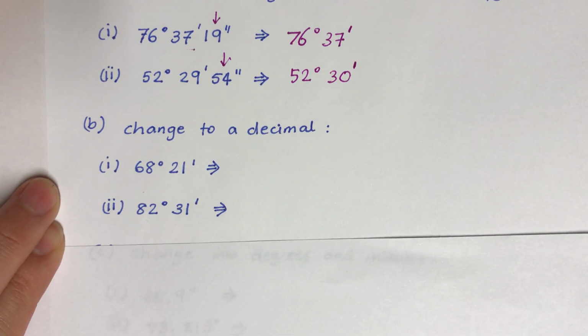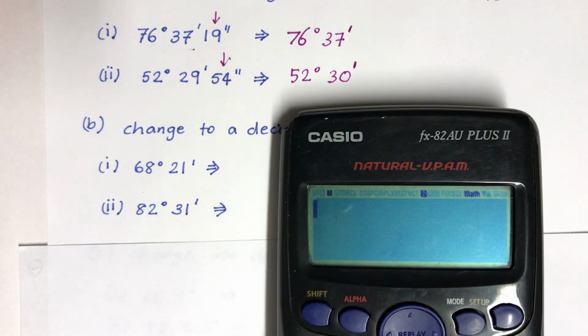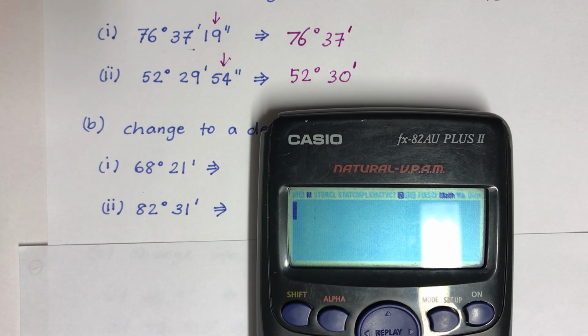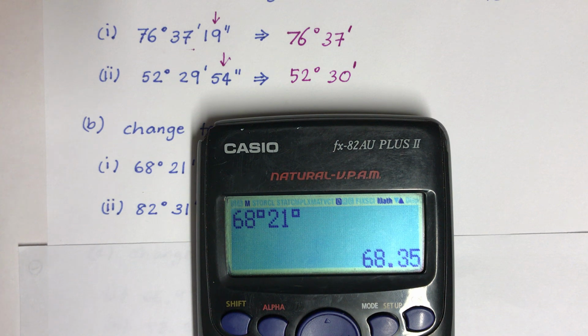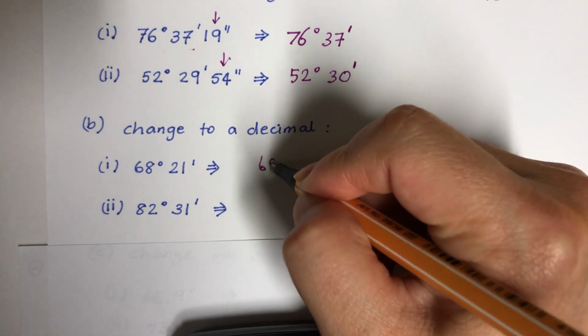Change to decimal. Changing it to decimal, so you probably need to use your calculator for this one. So get your calculator ready. I'm not sure whether you can see my calculator clearly. Oh yes, I think you can. So what you have to do now is 68 DMS, 21 DMS, and then equals, and you press DMS again, and you will get 68.35. So I'm just going to write 68.35.